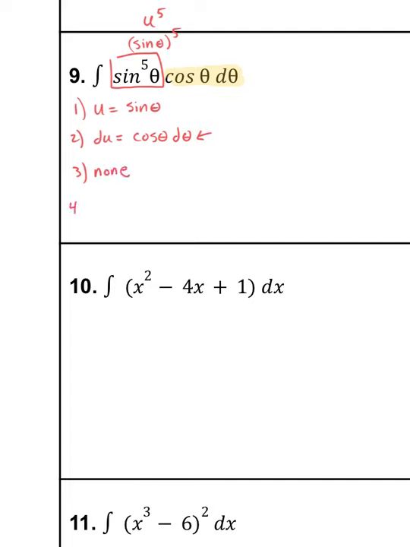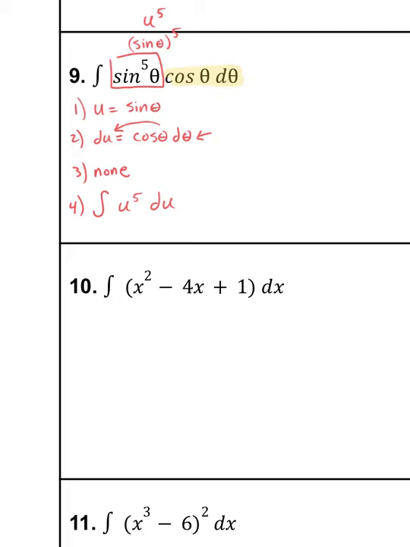The fourth step, we rewrite the integral. Again, this piece becomes u to the 5th. And to replace the cosine of theta d theta, that is equal to du. That gets replaced with du. So this replaces sine of theta to the 5th. This replaces cosine of theta d theta.